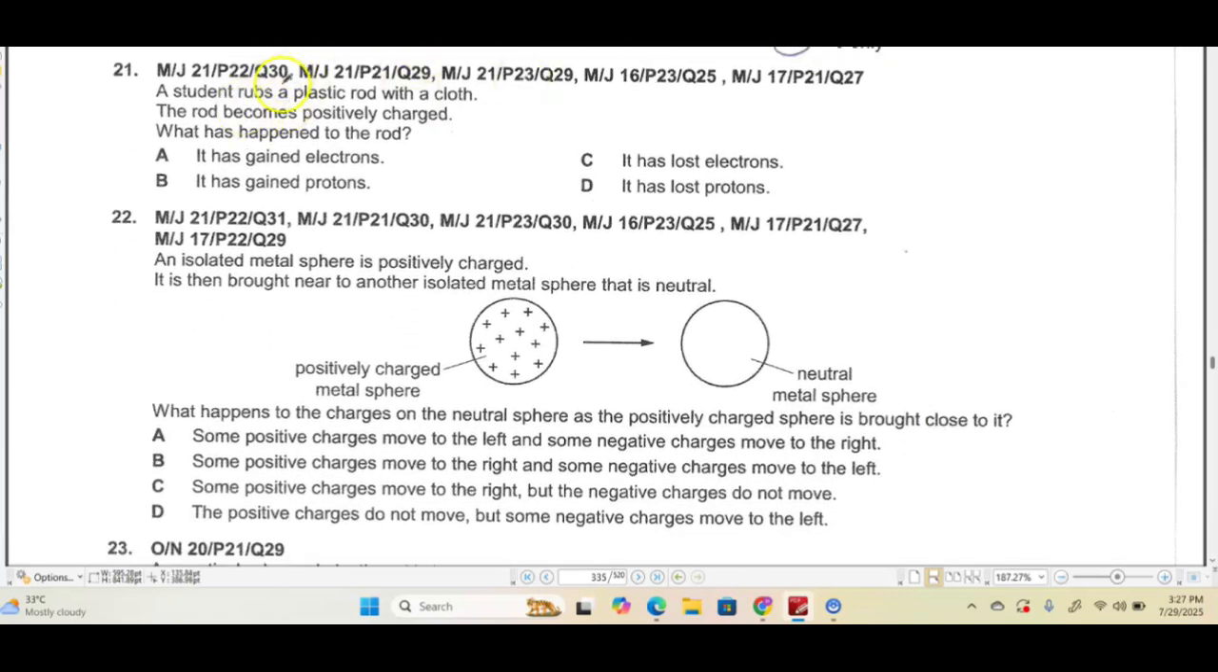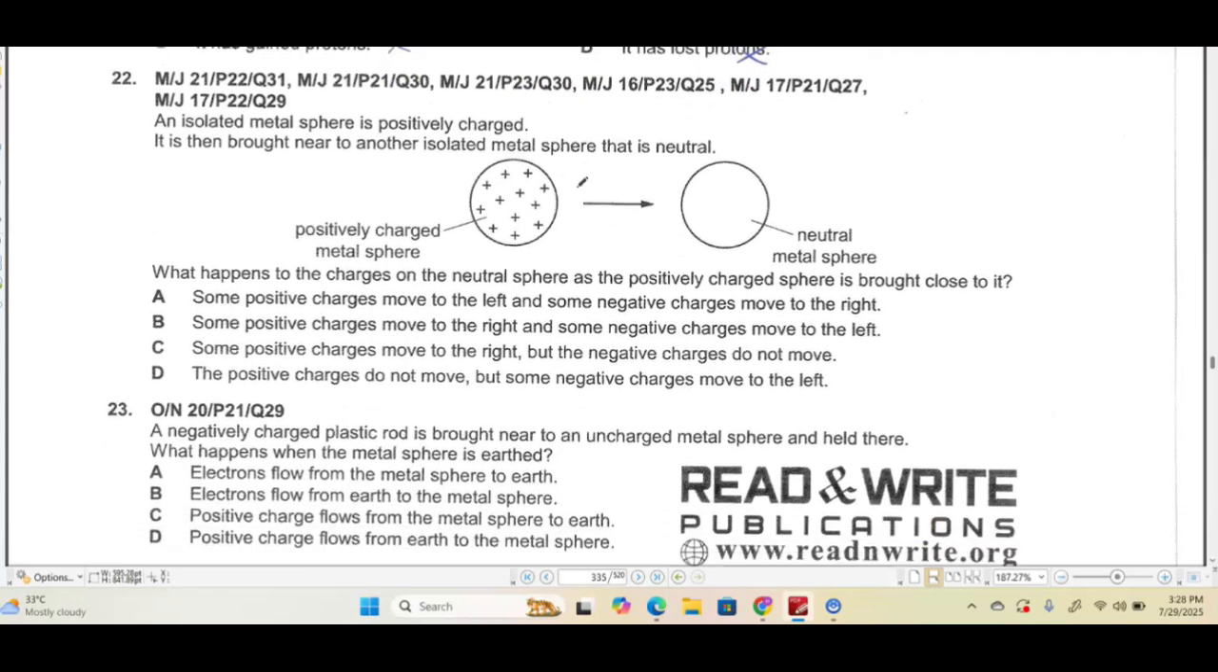Question number 21. A student rubs a plastic rod with a cloth. The rod becomes positively charged. What has happened to the rod? If the rod has become positively charged, then the electrons must have moved from the rod to the cloth. If it would have gained electrons, it would have become negatively charged. It gained protons? Protons have nothing to do with this. It has lost electrons. Yes, C is the correct option, and it has lost protons is obviously not the correct option. So C is the correct option.